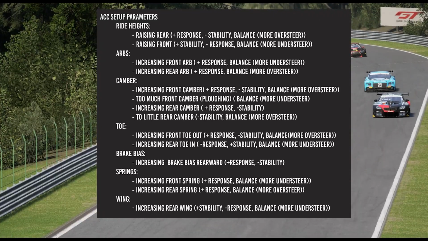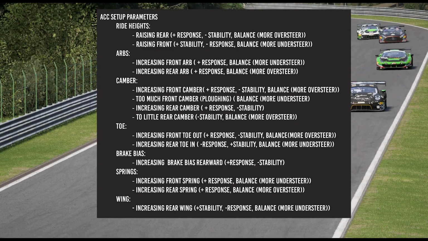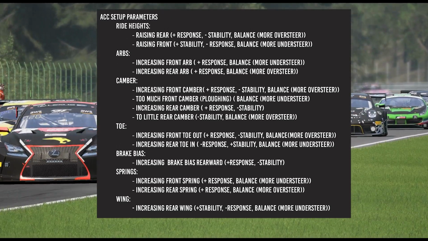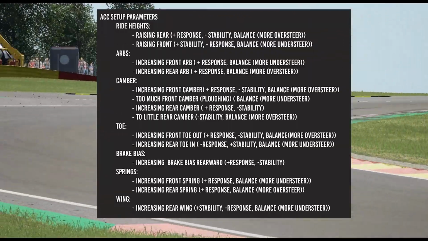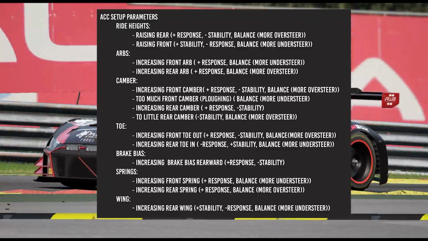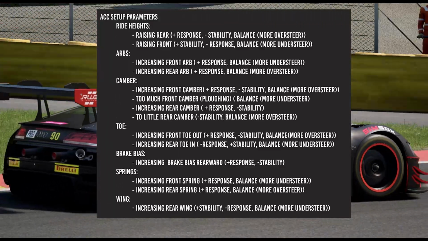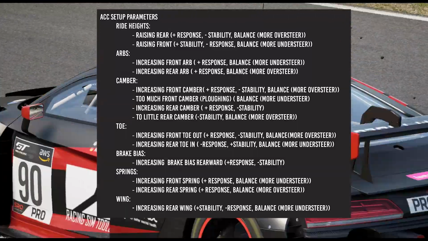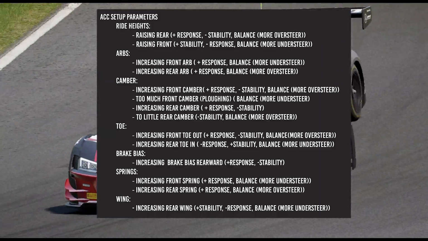ARBs, so anti-roll bars. Increasing the front ARB is going to improve the response, and you are going to shift the balance towards more understeer. If you wanted to increase the rear ARB, you're also going to increase the response, and you're shifting the balance to more oversteer. So again, this is an example of how you could adjust the balance of the car to get more response, and it kind of guides you if you need to adjust the front or the rear.